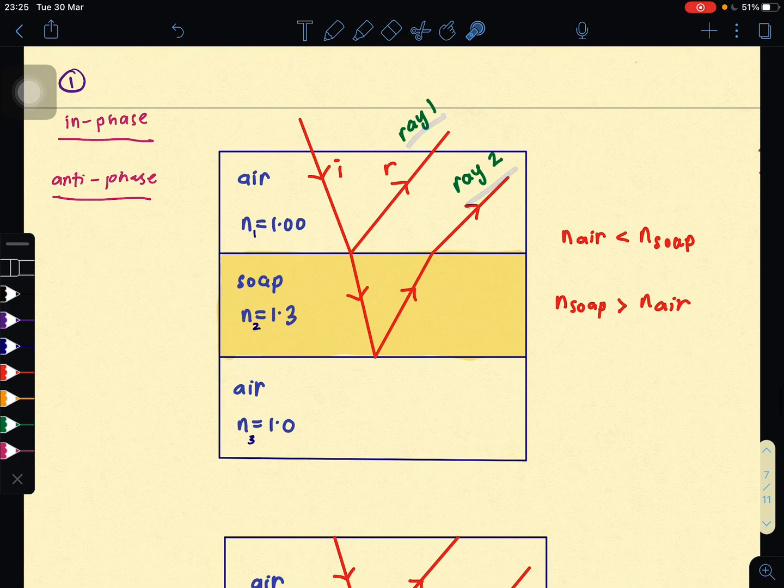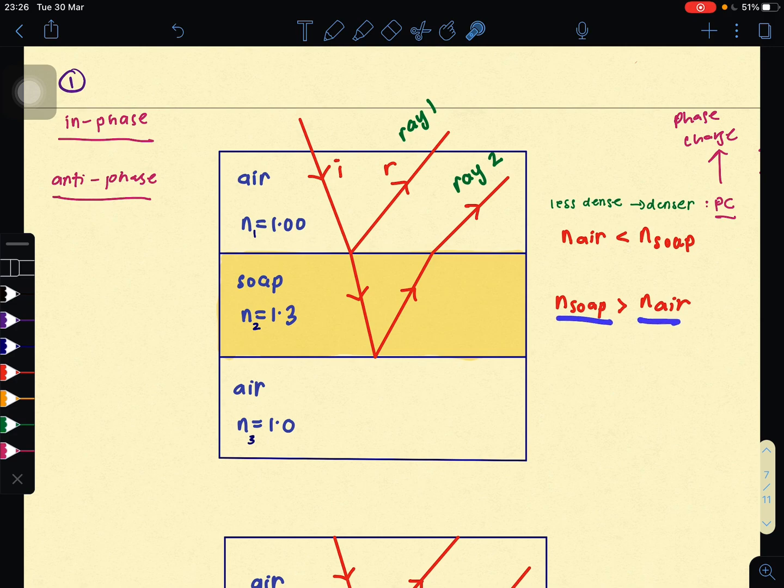Now we want to determine whether it is in phase or anti-phase. How do we determine this? Let's look at the first path, where air goes to soap. The refractive index of air is less dense than the soap. So air is less dense, soap is denser. So the light travels from less dense to denser. From less dense to denser, there will be a phase change. PC is phase change.